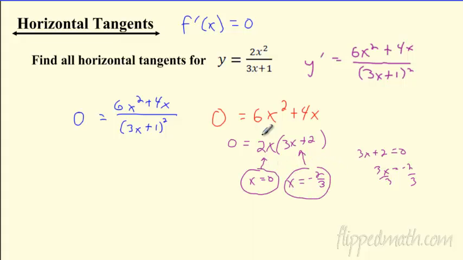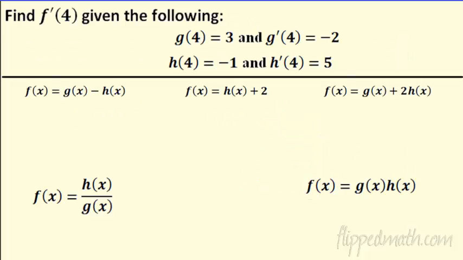So if I plug 0 in here, we could check it. You get 0 over 1. And of course, it doesn't matter, the top is 0, and then put in negative 2/3, you get 0. So these are where my horizontal tangents happen, at 0 and negative 2/3. Or these are going to be potential max or min points. Fantastic. The final slide already.